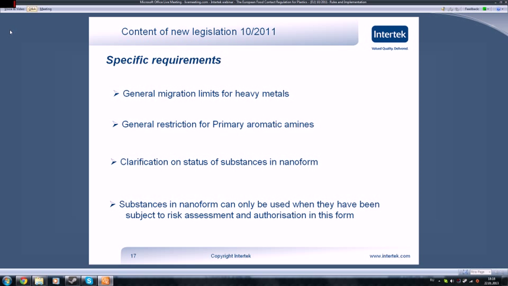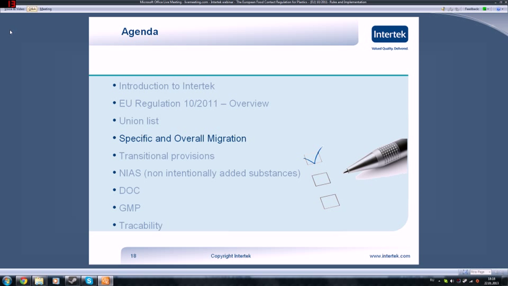Specific requirements. General migration levels for heavy metals. General restriction for primary aromatic amines. Clarification on status of substances in nanoform. Substances in nanoform can only be used when they have been subject to risk assessment and authorization in this form. So, on a case-by-case basis. Now, let's go to the next point on our agenda, the specific and overall migration.